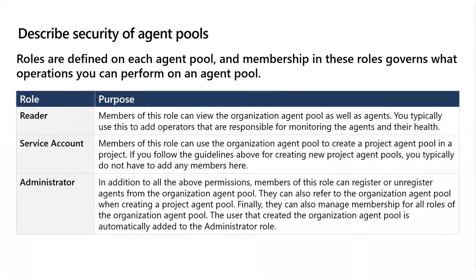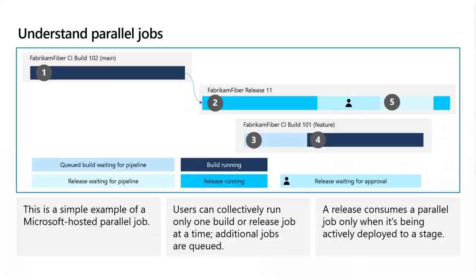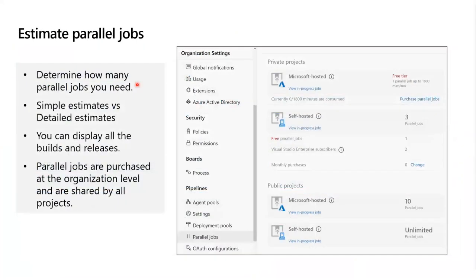All right, so another thing that can be executed within an agent is parallel jobs. This is a simple example of a Microsoft hosted parallel job. In this case, we can execute jobs that are going to be executed in parallel. Users can collectively run only one build or release job at a time, and additional jobs are queued. And a release consumes a parallel job only when it's being actively deployed to a stage. Another very important thing to mention is that by default, our tier will not allow us to have parallel jobs. So for that, you need to provide a subscription within Azure.